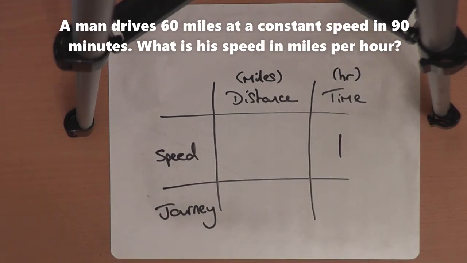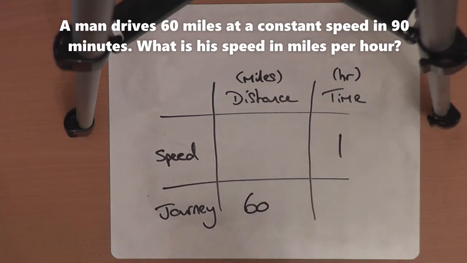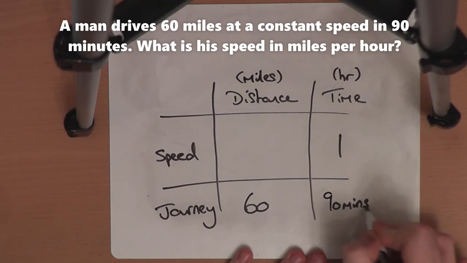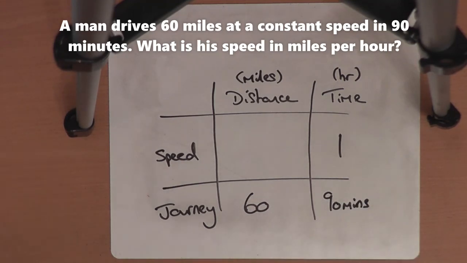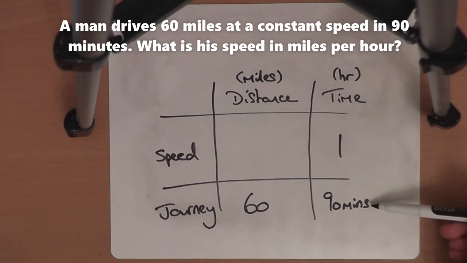We need to fill in the information from the question. Well, the man drives 60 miles at a constant speed. So the journey, the distance part of that will have to be 60. And the time part of that, well, it mentions 90 minutes. Problem is, because of what we want the speed to be, we've just said the time unit really needs to be hours, so we can be looking at 1 hour here. This is not in hours, this is in minutes.